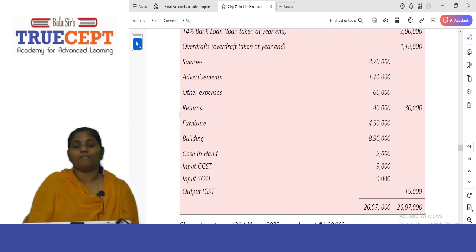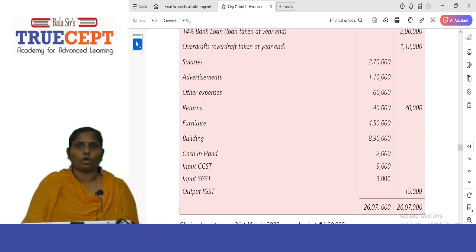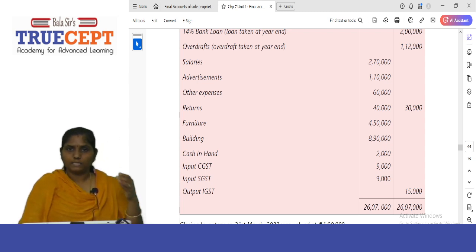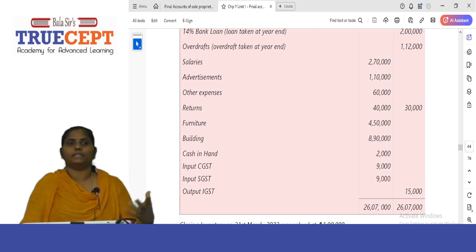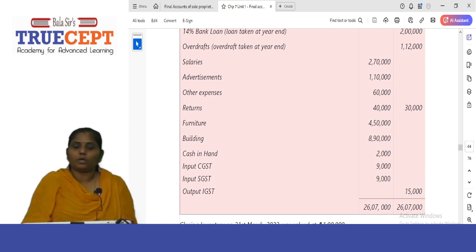What is that? You have an input CGST of 9,000. What is input? It's your asset. You paid 9,000 rupees worth of CGST on the purchases made by you. That is what that 9,000 is. Okay. Then again you have an input SGST asset. How much? 9,000. Which means while procuring some raw material or some goods, your company paid 18,000 worth of CGST and SGST together.